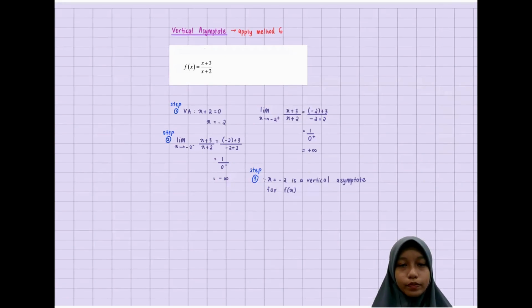The limit of f(x) when x approaches negative 2 from the right-hand side is also the same, just like the limit when x approaches negative 2 from the left side. So we have the answers negative infinity and positive infinity. So step 3, we will state the answer, which is that x equals negative 2 is a vertical asymptote for f(x).